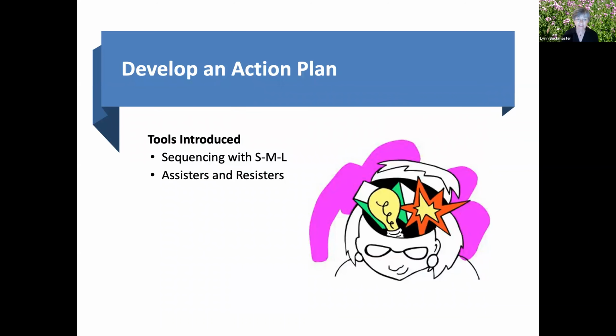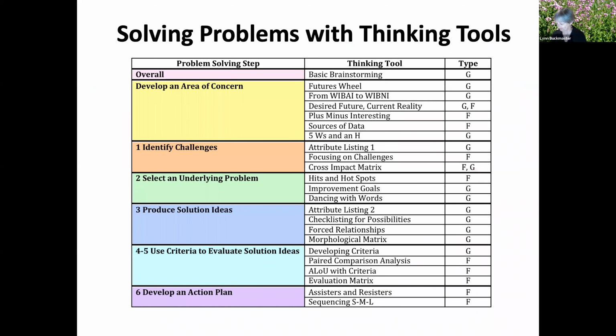So to develop an action plan, we introduced sequencing with short, medium, and long-term, and assisters and resistors. Okay, so this is a review overall of all of these thinking tools that are available to you. In each of the areas, from develop an area of concern through action plan, we practiced one of the tools and we explained a second tool, and you can see that there's quite a few others that might be of help to you.